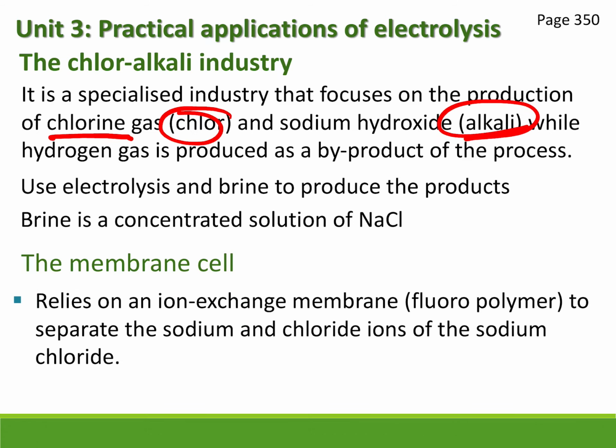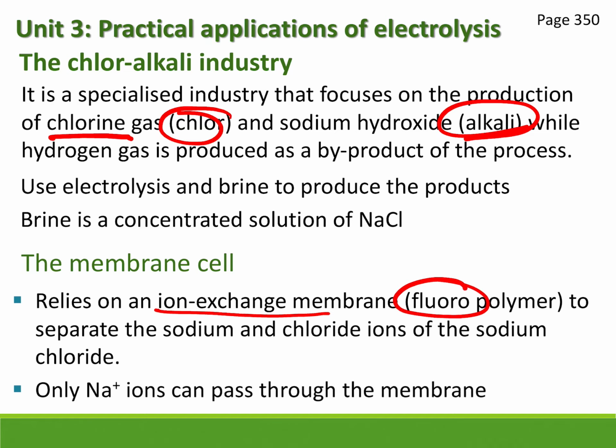The membrane cell relies on an ion exchange membrane, which is a fluoropolymer. It's patented, so you can't know the formula, and it separates sodium and chloride ions. What's very special about this membrane is it only allows Na+ ions, specifically the cations, to pass through the membrane and only to go towards the cathode. So the cations cannot go through the membrane towards the anode. So it's like a valve. It can only go in one direction.